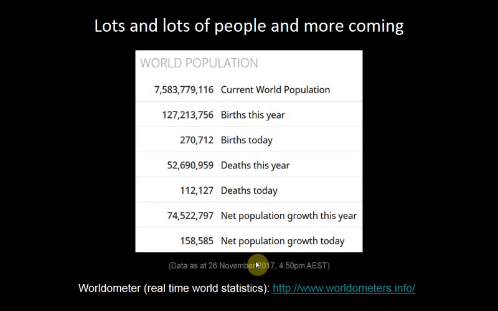So there's this cool website called Worldometer, which gives real world time statistics. You can go there and you just see the clock on current human population just going up. I just grabbed a screen grab of it yesterday. So currently 7.5 billion people and going up. And if you see their births this year, 127 million, and deaths 52 million. So net population growth this year, 74 million, nearly 75 million.